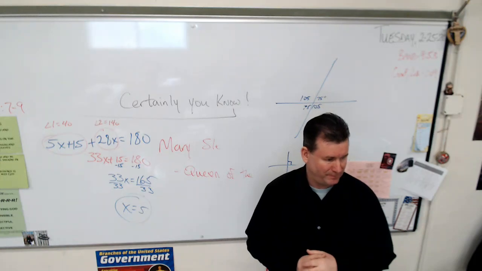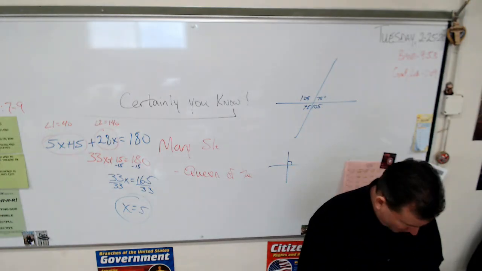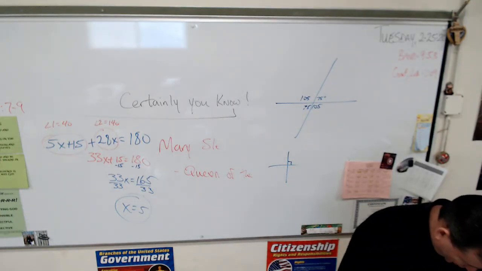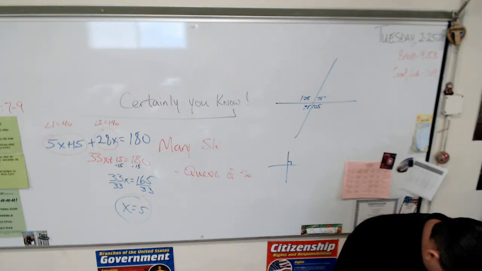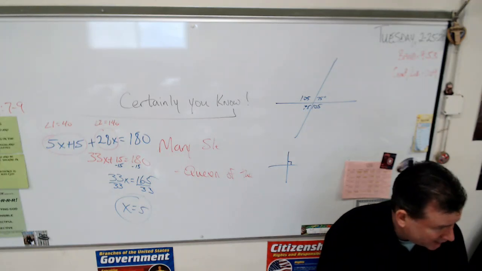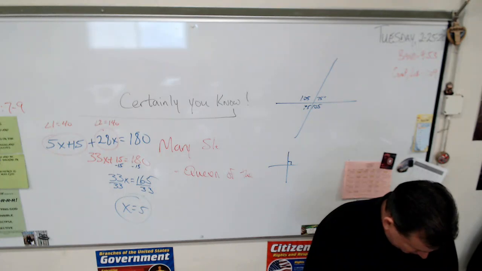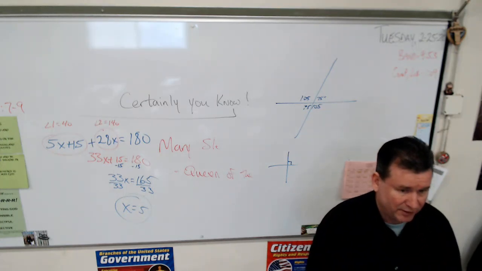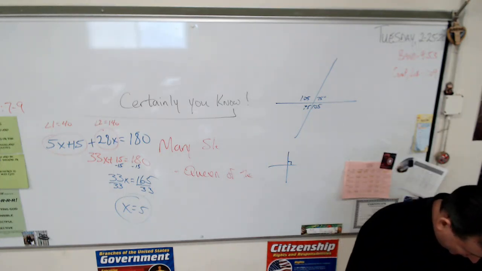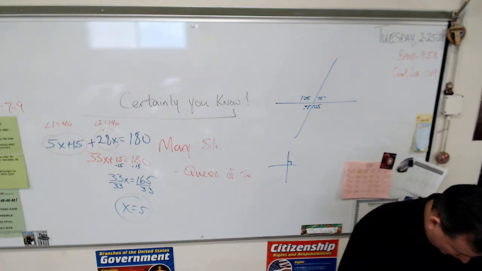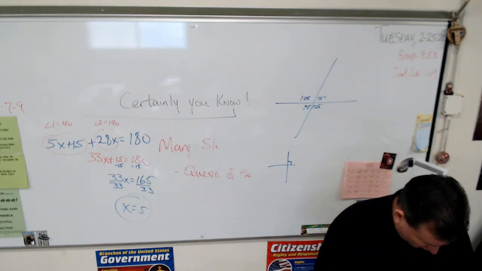So what's your job in number 17? Your job is to realize that angles 6 and 3 are again supplementary. So if you add angle 6 to angle 3, you should get 180.